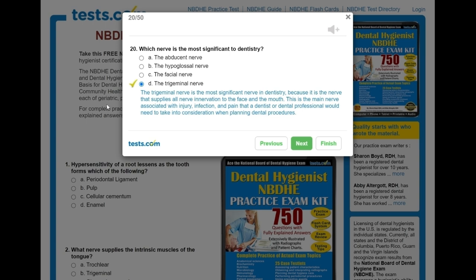D. The trigeminal nerve. The trigeminal nerve is the most significant nerve in dentistry because it is the nerve that supplies all nerve innervation to the face and mouth. This is the main nerve associated with injury, infection, and pain that a dentist or dental professional would need to take into consideration when planning dental procedures.